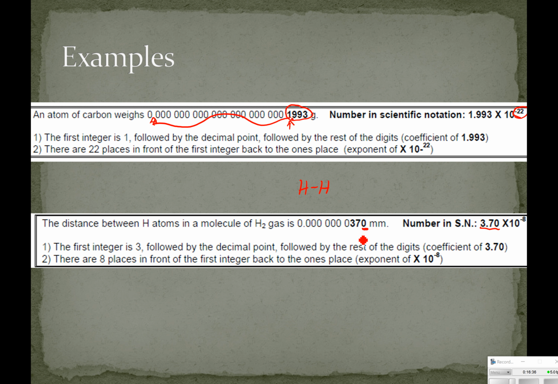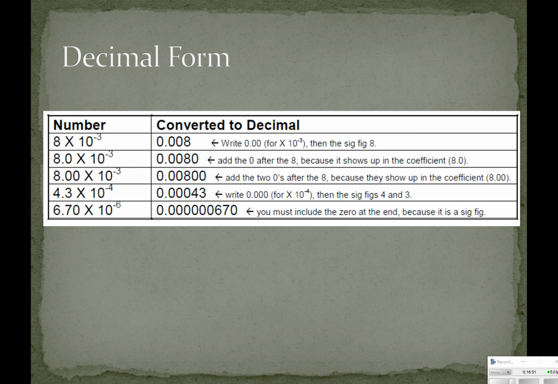The first integer is going to be 3, followed by the decimal point, and we count how many spots to bring it back to the ones place, which in this case would be 8. It's a number less than 1, and we move the decimal to the left, so we're going to have a negative 8 exponent. A couple examples here. 8 times 10 to the minus 3. We know we have one significant figure, so we write that. And then we move the decimal. I'll kind of show you here. We move the decimal 3 spots, and the negative tells us we're going left. So we're going to go 1, 2, 3, add in our zeros, and we get 0.008.